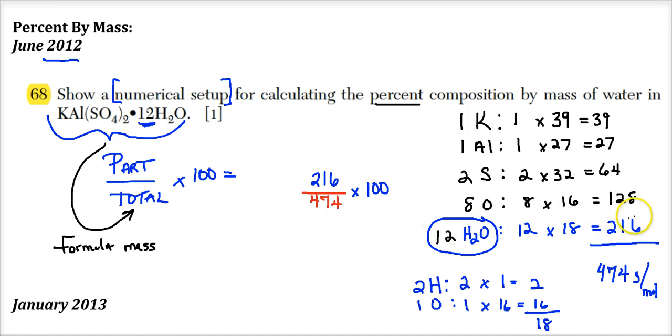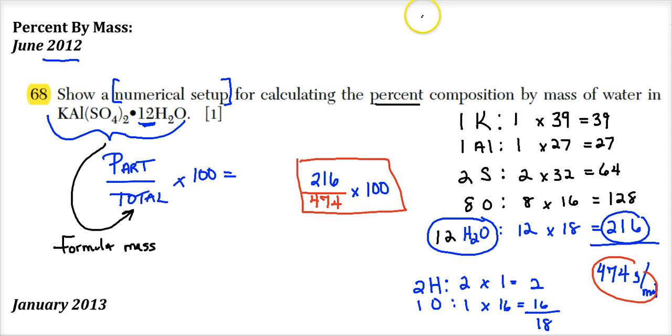In any case, so the part is 216 over the what? The total times 100. That's all they wanted there. But you needed a what? You needed a formula mass to do that. So you can see how formula mass helps us in other problems.